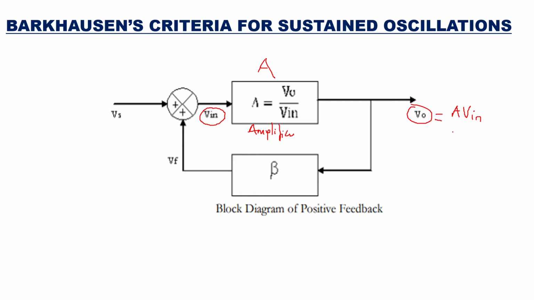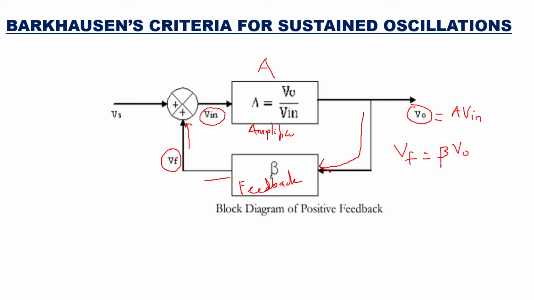Now, similarly, when this output is connected to a feedback network, okay, so this is your feedback network, the output of the feedback network will be referred to as VF. That voltage will go and help the input, it will be in phase with the input, and therefore we'll call it positive feedback. Now this VF, the feedback voltage, can be given as your factor beta, that is of the feedback network, multiplied by V out.